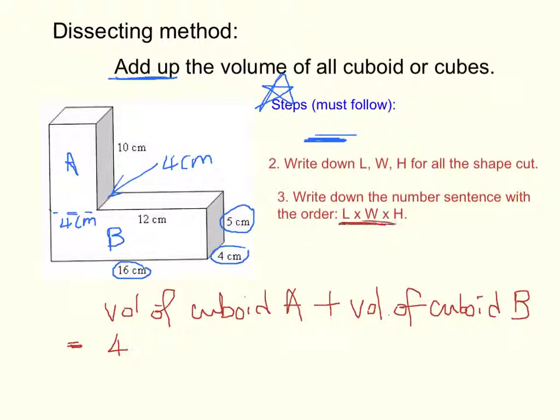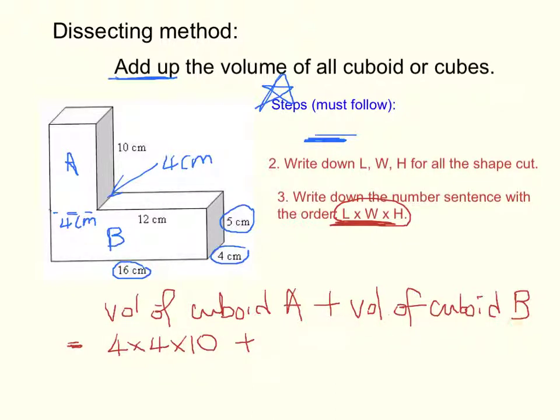You may look at here. You must follow the order: length times width times height. So for cuboid A, the length is 4 cm and the width is 4 cm, so times 4, and then the next thing is times height. It is 10, so we times 10, and then we need to add the volume of cuboid B.